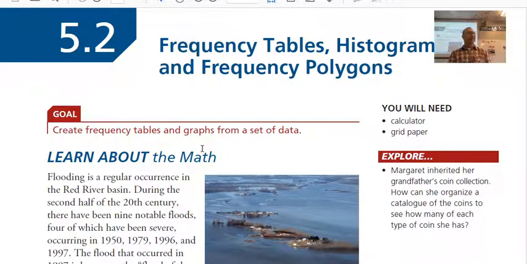Today we are going to study Chapter 5, Section 2: Frequency tables, histograms, and frequency polygons.